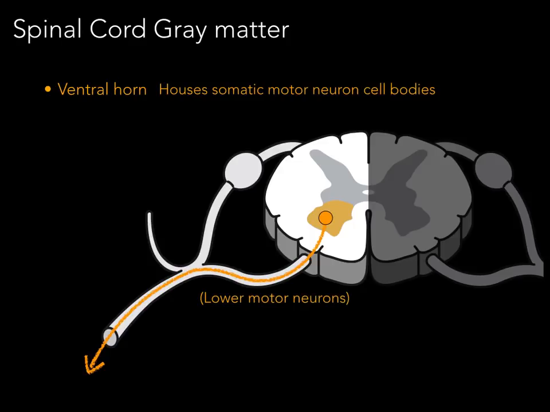Sometimes this cell body in the ventral horn and the axon that goes out is called a lower motor neuron because it's innervated by a neuron that starts in the cerebrum and courses down to the ventral horn. That's called an upper motor neuron. Also, that cell body we see in the ventral horn, we sometimes call these ventral horn cells.